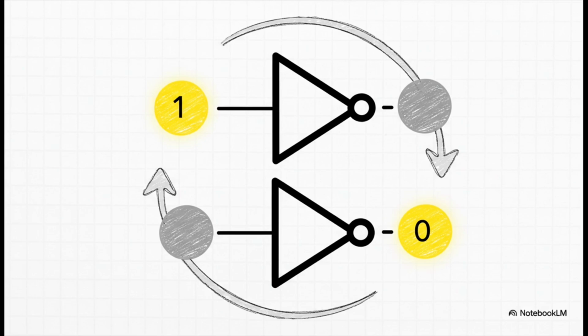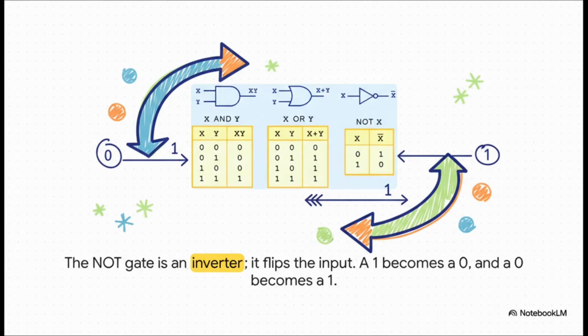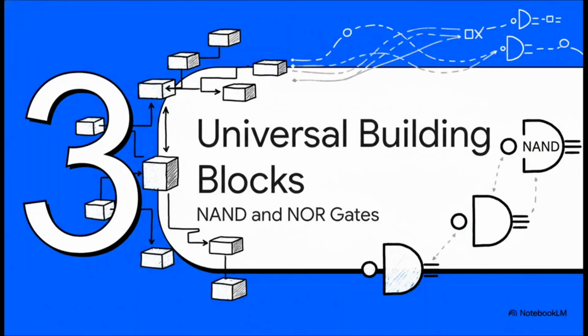And finally, we have the simplest gate of all, the NOT gate. This one is super straightforward. It doesn't combine anything. It does one job and one job only. It just flips whatever you give it. Yup, exactly as you see here. It takes just one input and spits out the exact opposite. We call it an inverter, and you'd be surprised how useful it is to just be able to reverse a signal.